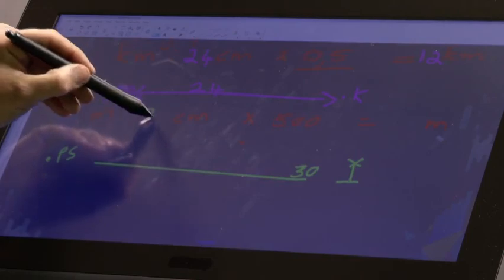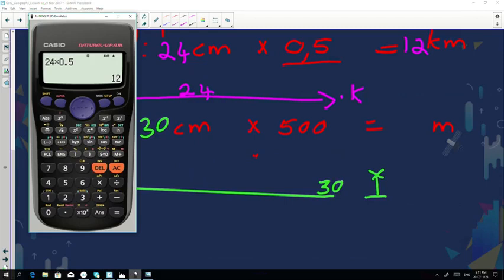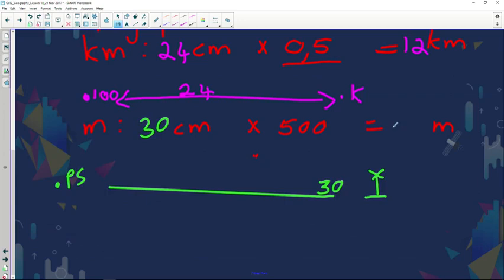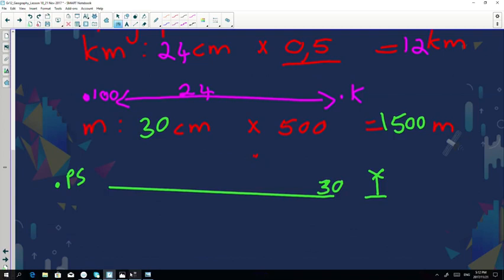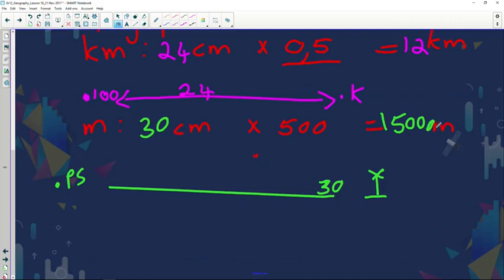So we say 30 centimeters times 500, and I'll get my answer. Let's just have a look over there. 15,000 meters. And that's how you get the correct answer to measure kilometers and meters on a topographical map.